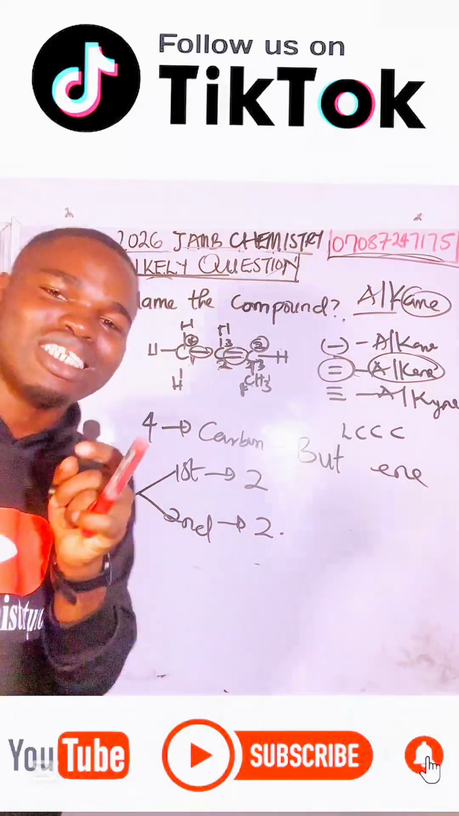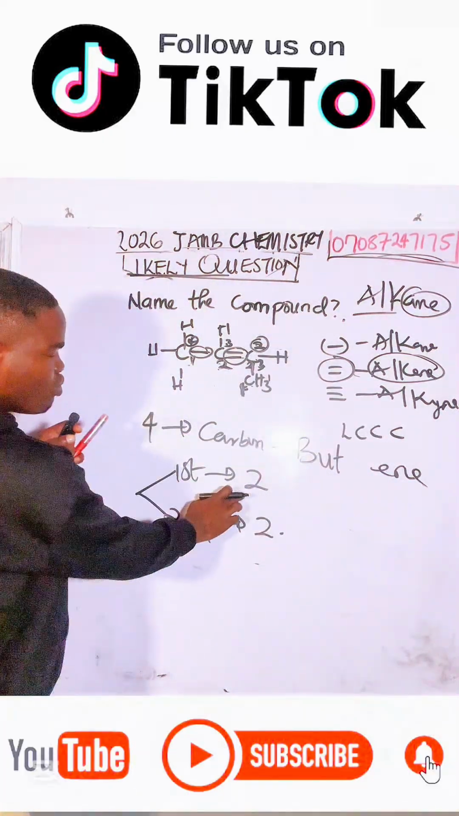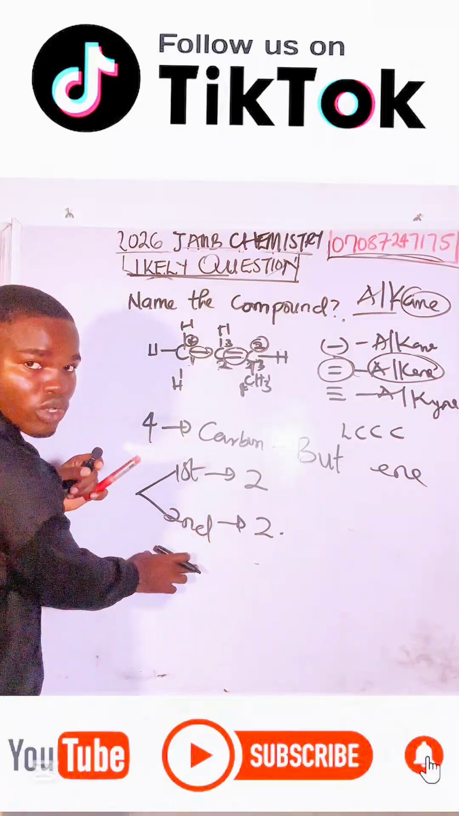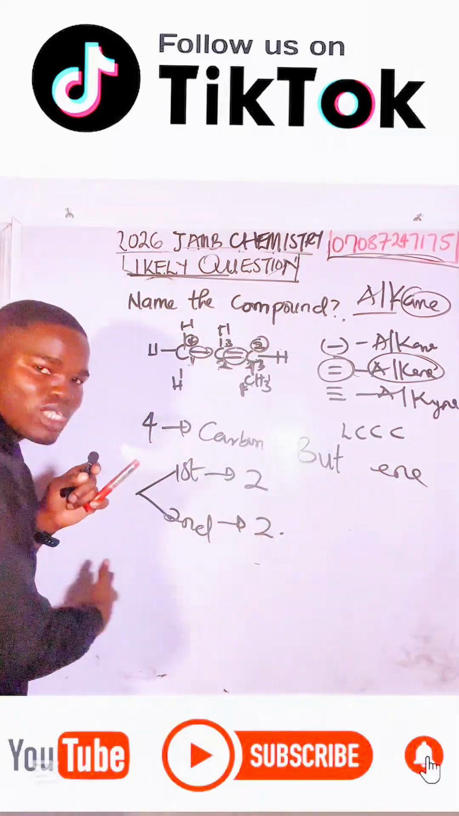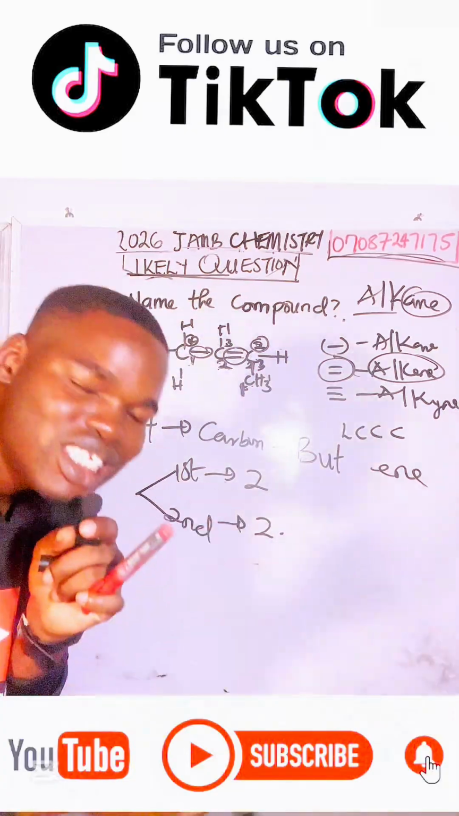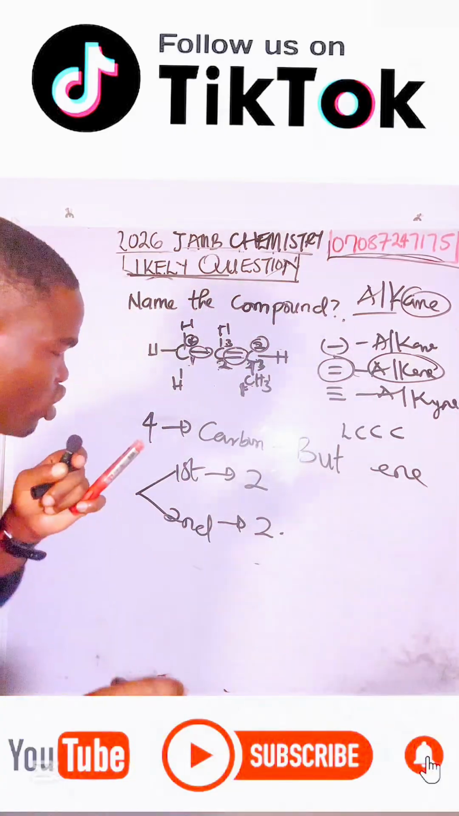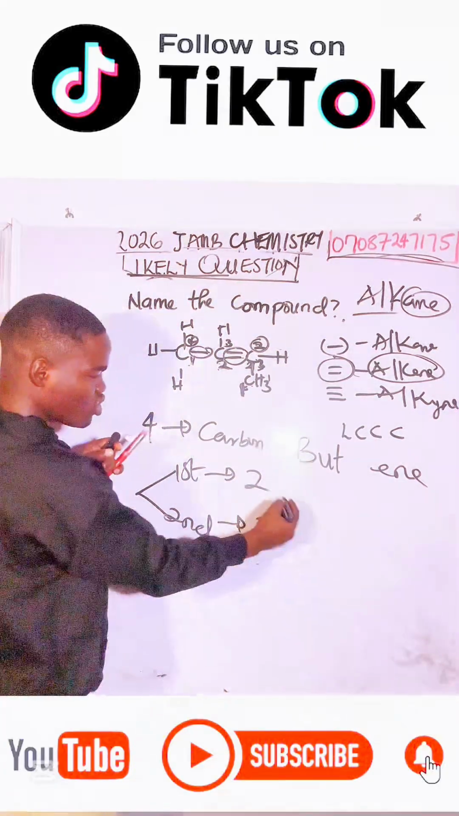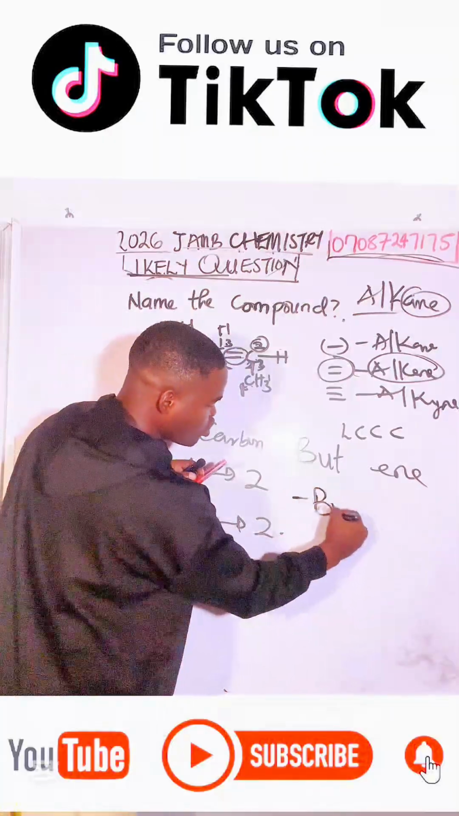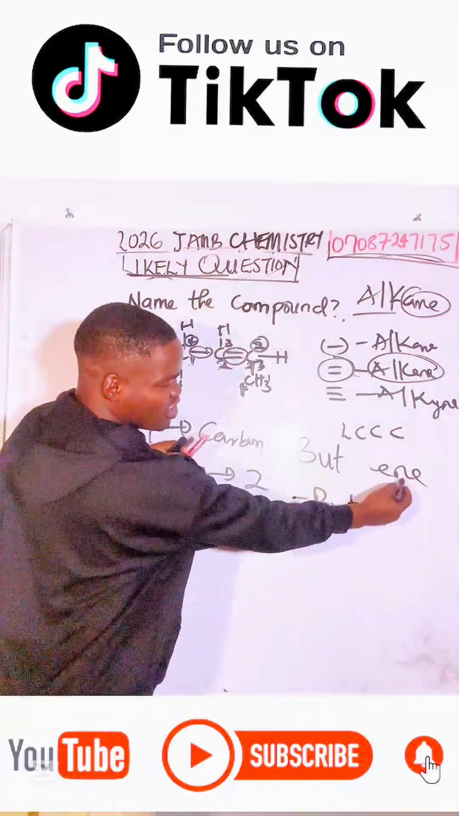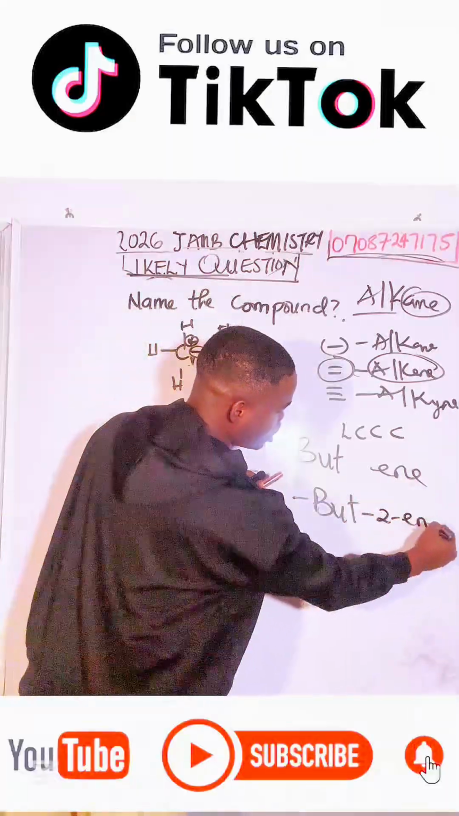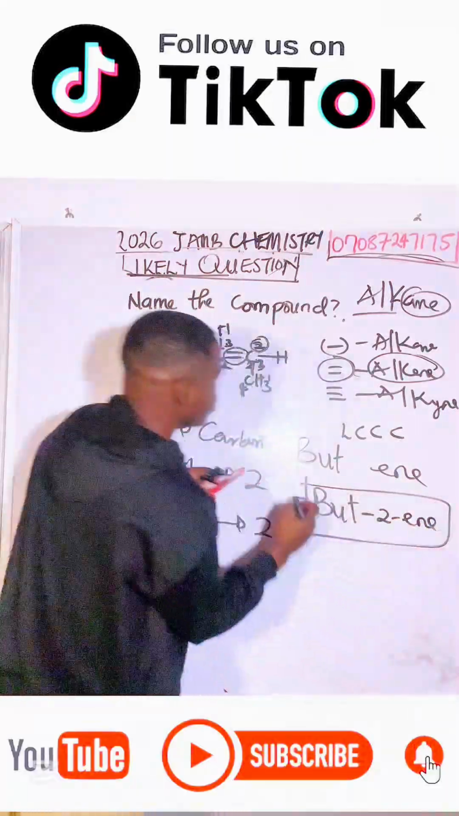But there are some cases where the first count will be lesser than the second. Like counting from this side will be lesser than counting from the other side. So the rule is that you choose the least possible number. That's one thing you have to know. So you are safe. So the answer to this question is what? But. Then where is the double bond of the ene? But-2-ene. Okay. So that's the answer to this compound.